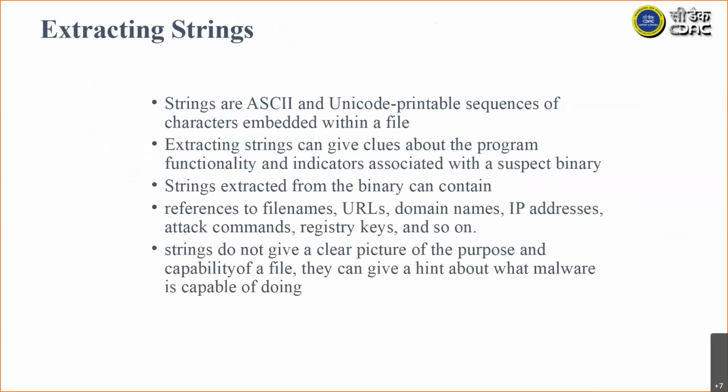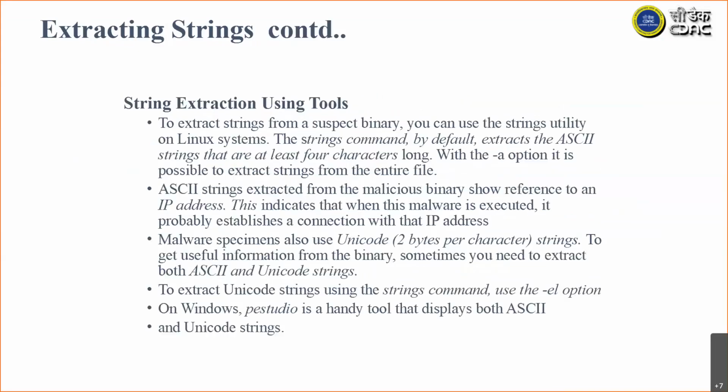The next task for static analysis is extracting strings. Strings are ASCII and Unicode printable sequences of characters embedded within a file. Extracting strings can give clues about the program functionality and indicators associated with a suspected binary. Strings extracted from the binary can contain references to file names, URLs, domain names, IP addresses, attack commands, registry keys, and so on. Strings do not give a clear picture of the purpose and capability of a file, but they can give a hint about the malware being capable of some malicious activities.